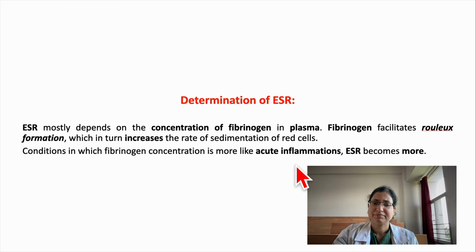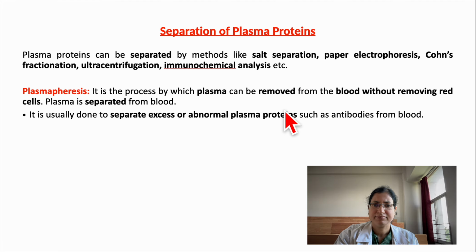Like when coins stick to each other and form a pile, it is just like that the RBCs stick to each other. So, here fibrinogen helps. In conditions in which fibrinogen concentration is more, like acute inflammation, ESR becomes more. So, this rouleaux formation is measured by ESR, the erythrocyte sedimentation rate.